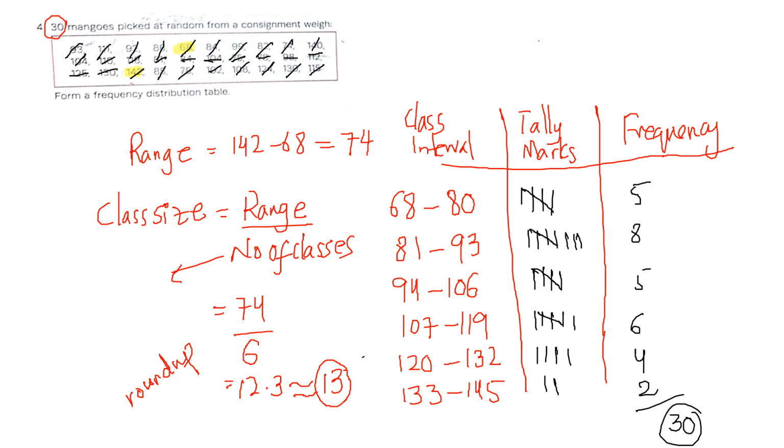You have to look carefully at the numbers and where they lie, and then you have to mark the tallies to come up with the correct answer. So that's how you will be creating the frequency distribution table.